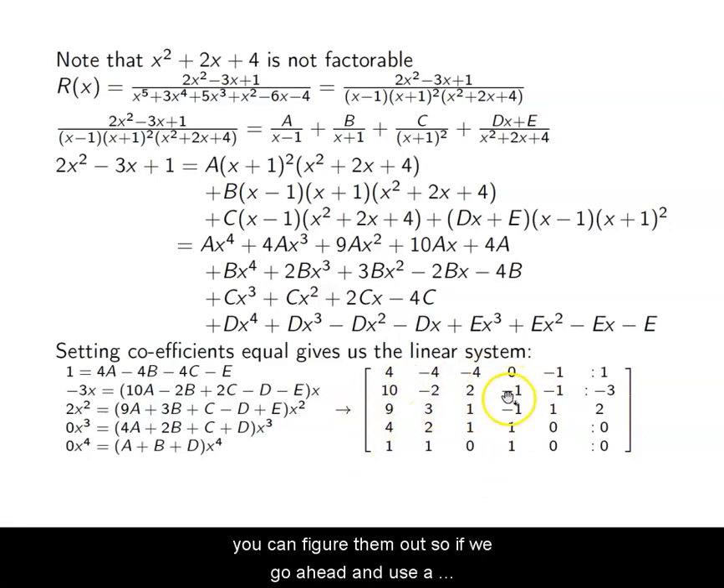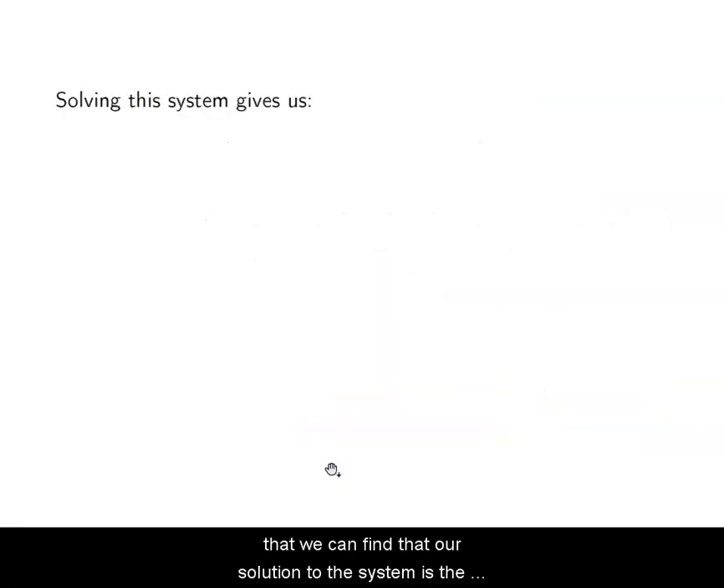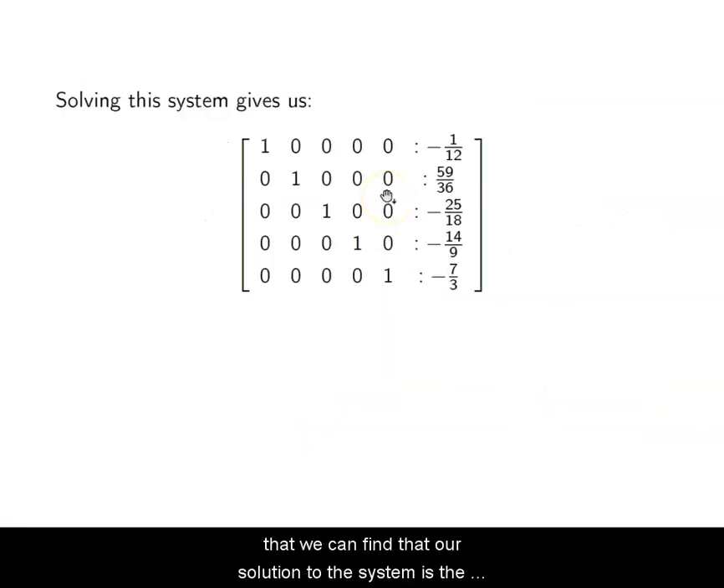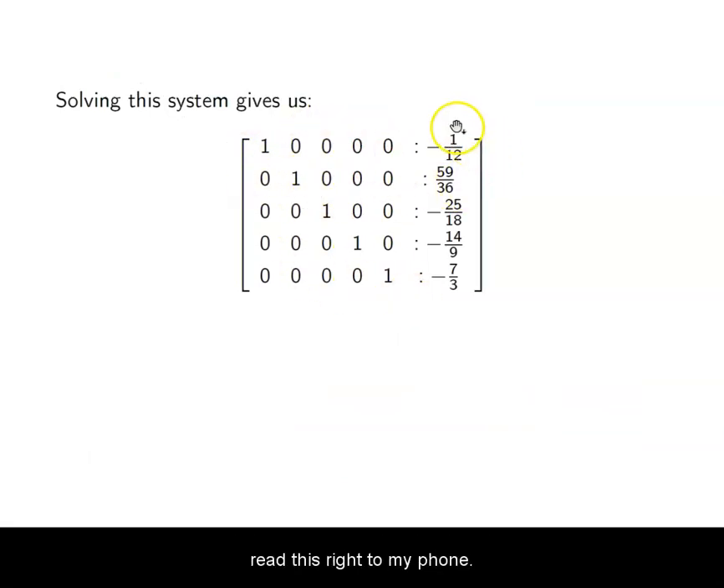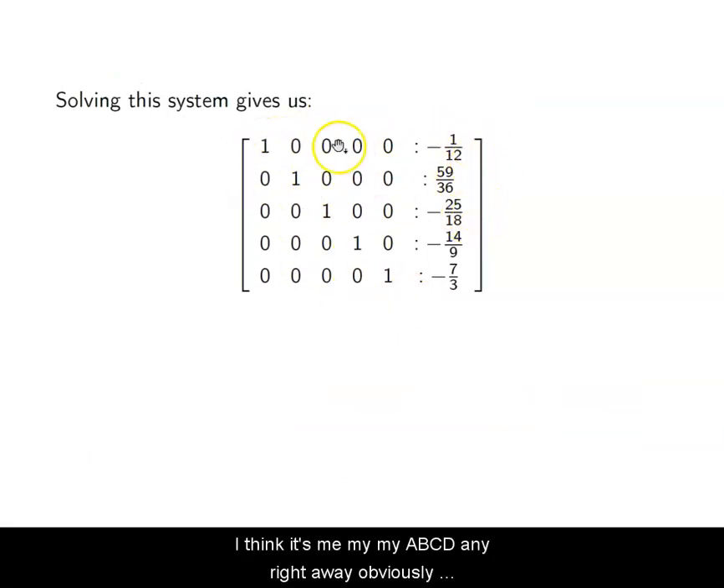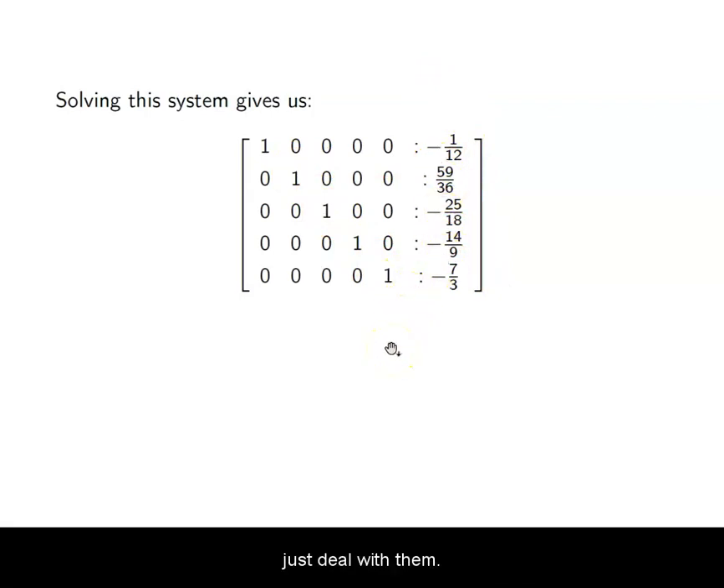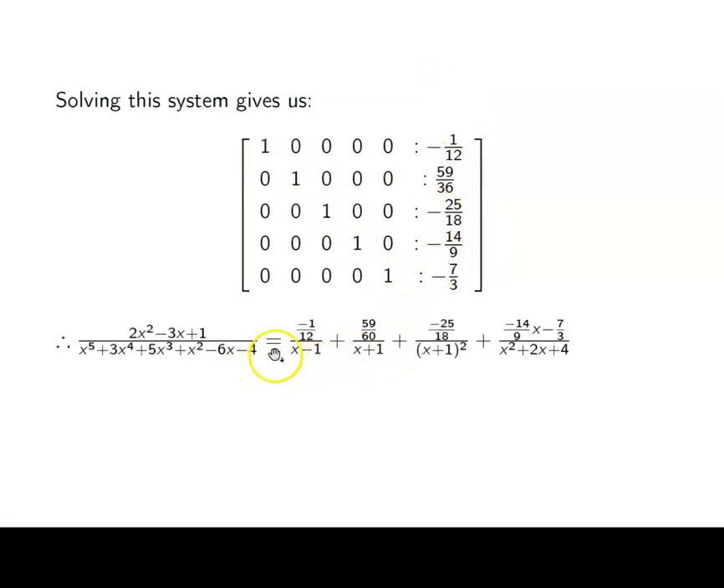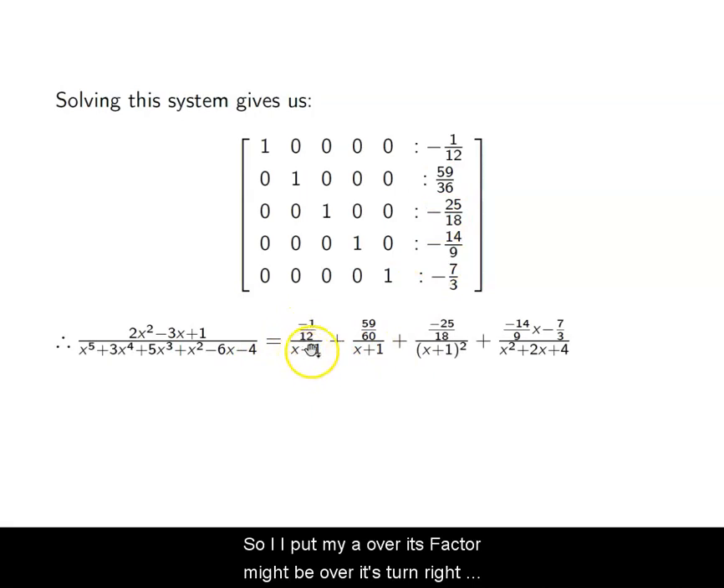I'm not going to tell you what they are, but you can figure them out. So if we use a couple of shortcuts, use some technology in order to find this, we can find that our solution to the system is the following. I just reduce it down to reduced row echelon form, and then it gives me my A, B, C, D, and E right away. Obviously, these are not very nice numbers, which is okay. We just deal with them. So I put my A over its factor, my B over its term, my C over its term, and my D and E over its term.